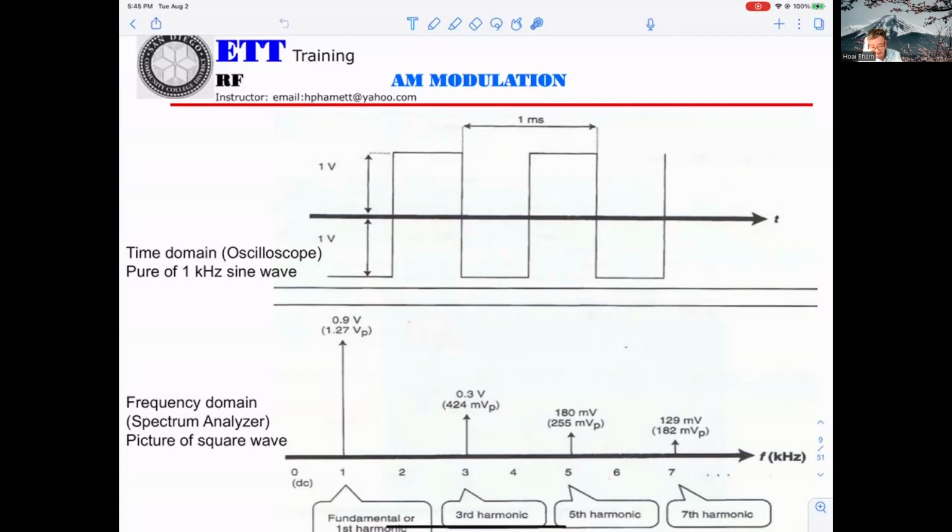And you understand a scope is easy to buy. It costs 1,000, 2,000 or 3,000. However, a spectrum analyzer costs around 24,000.